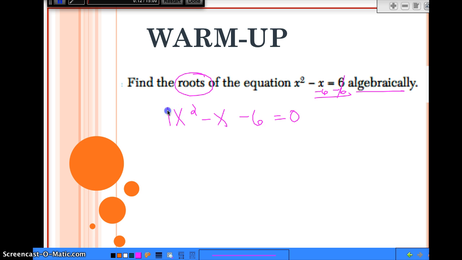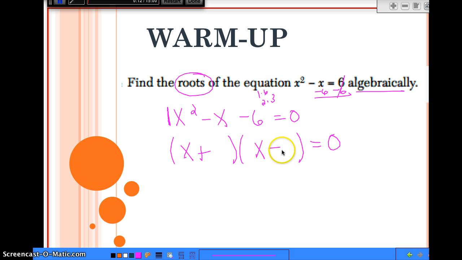The leading coefficient is a 1, which means that this should be easier to factor if it's factorable, and it will be at this point because I haven't taught you what I need to teach you today for the ones that are not factorable. So x times x is x squared. Go to the last term, it's a negative. You need different signs to get to a negative. The factors of 6 are 1 times 6 and 2 times 3.